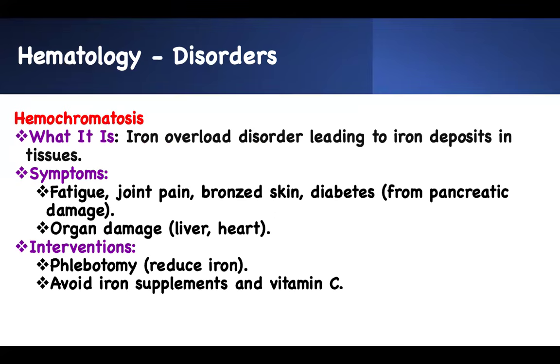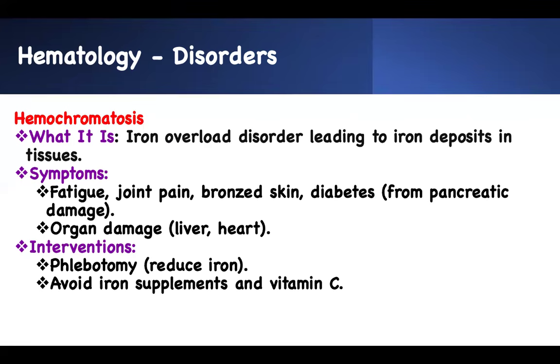Hemochromatosis is another condition they may ask in the case form. This is due to excessive iron. If you have too much iron in your system, it will deposit in tissues like your liver and other places. Therefore, you're going to have fatigue, joint pain, bronze skin, and diabetes because it deposits in your pancreas. The most commonly damaged organs are your liver and your heart.